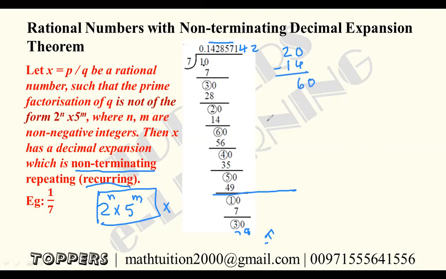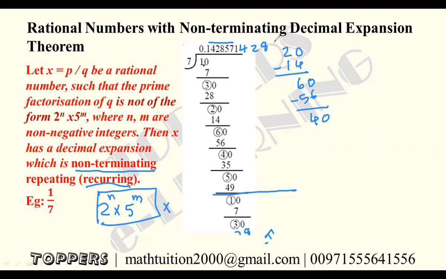60. In 60, how many times? 8 times, right? 8 sevens are 56. 60 minus 56 will give you 4. You can put one more 0.